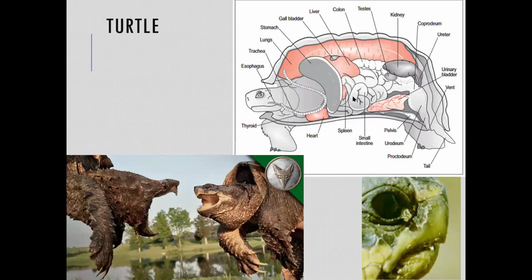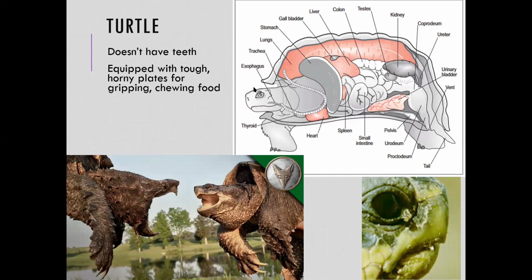This is the digestive organ of the turtle. They don't have teeth, so they are equipped with a tongue and horny plates for gripping and chewing food in their mouth, like you see in this picture. This is a picture of an alligator snapping turtle and a common snapping turtle. This one is the alligator snapping turtle.